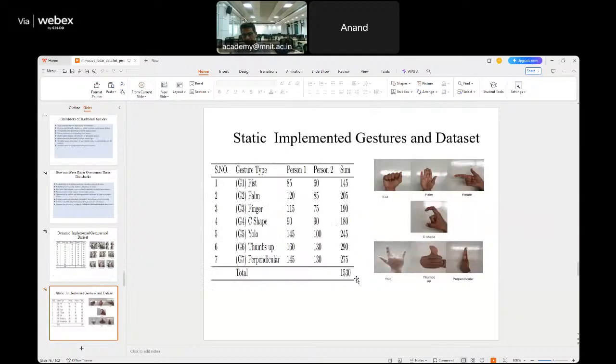In the case of static, we again took two people. The more people, the more likely you are to minimize biasing, error, or randomness through randomization. So here in static implemented it is fist, palm, finger, C-shape, and YOLO sign. It is thumbs up and perpendicular. These signs have been generated in this.